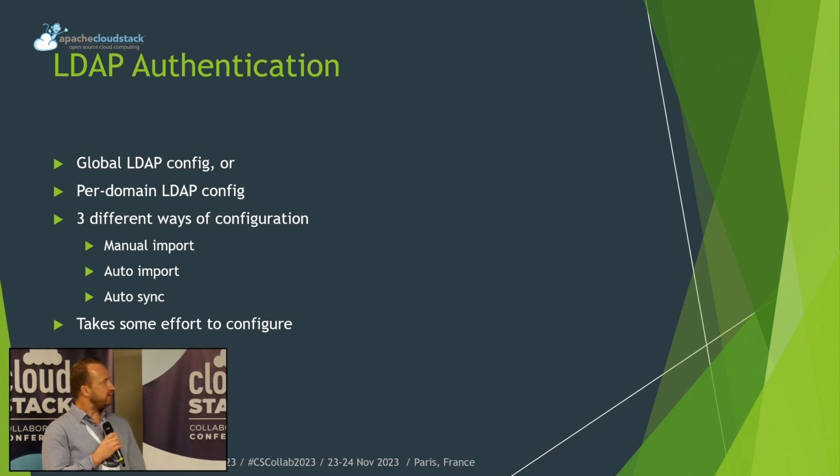However, with LDAP, we have these 3 different ways. I'm not going into any level of detail. This is all covered properly by the documentation. But we have a manual import of the LDAP accounts, which I'm assuming most people might be using, which will create accounts and users in CloudStack. We have something called auto import, and we have something called auto sync. Again, this is all covered properly by the documentation, written by one of my colleagues from ShapeBlue. And it takes some effort to configure, test and validate, especially if you are using those auto import and auto sync methods.